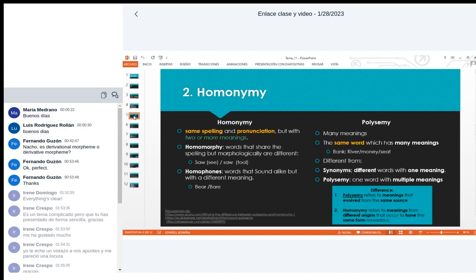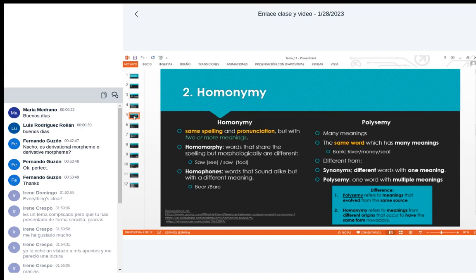Now, what is the difference between synonymy and polysemy? Synonymy is different words with one meaning, and polysemy is one word which has different meanings. Synonymy refers to words that might be used in the same context, but they have a different nuance. Whereas polysemy is just one word whose etymological origin does not change, and it could be applied in different contexts.